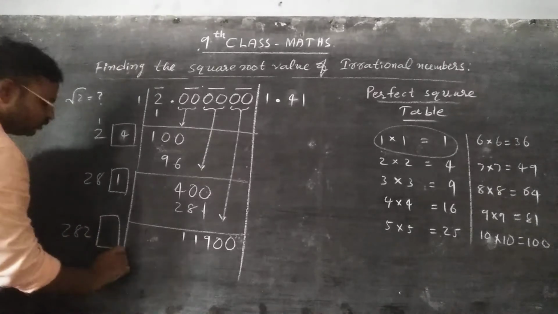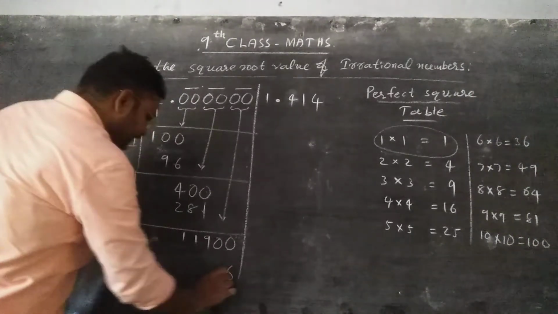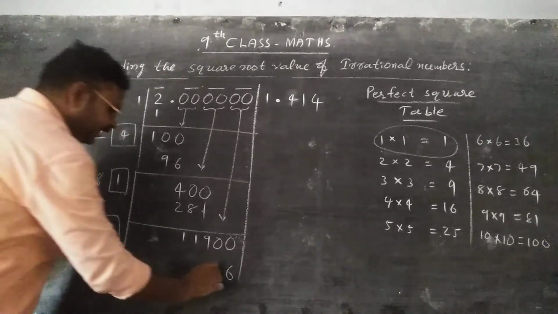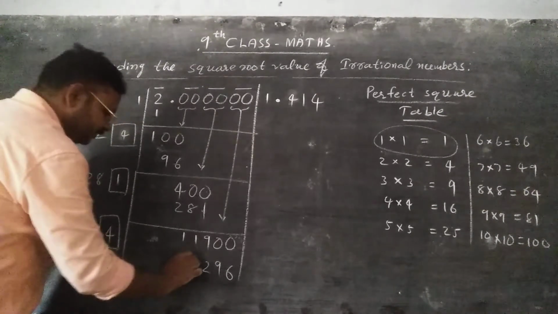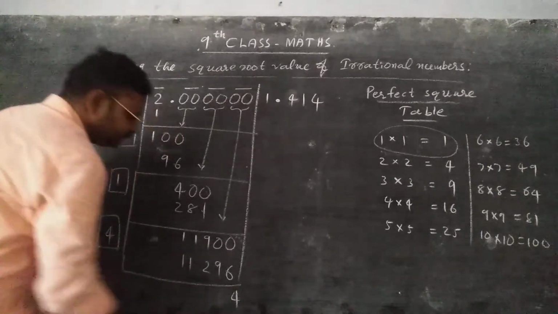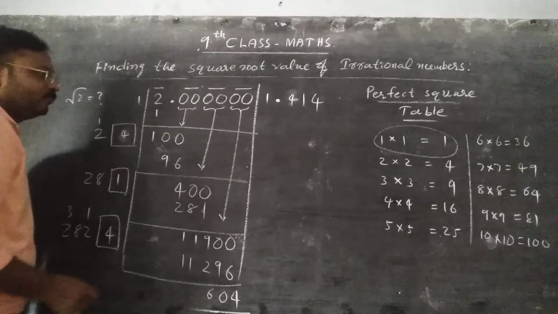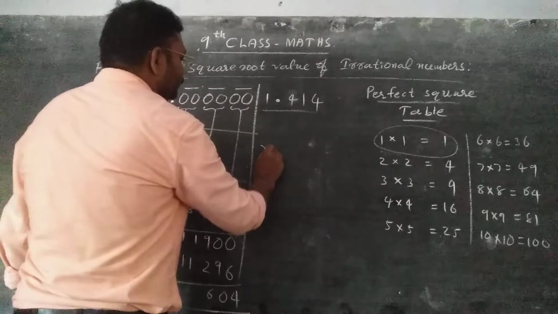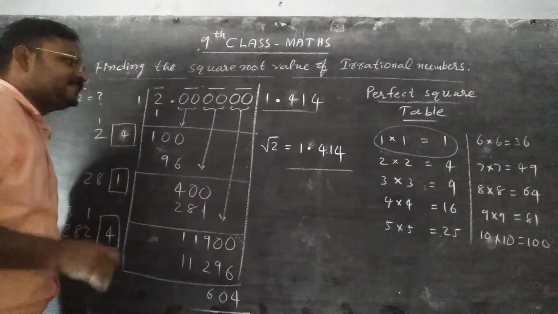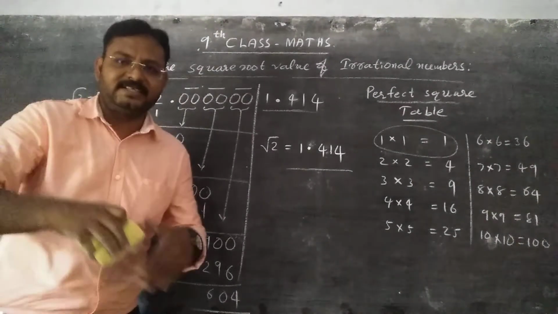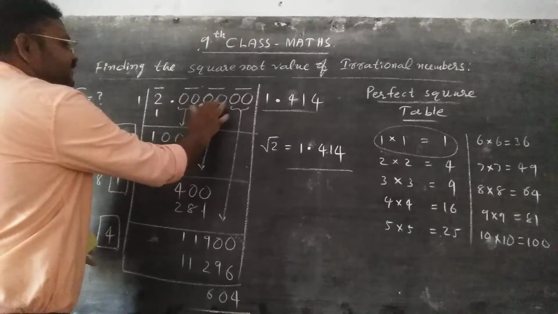282. Now do the division with the 4 table again. 4 fours are 16, 4 twos are 8 plus 1 is 9, 4 eights are 32, 4 twos are 8 plus 3 is 11. Yes. Now subtraction: 9 minus 9 is 0, 8 minus 2 is 6. Now the final answer is root of 2 is equal to 1.414. It is up to 3 decimal places. To find 3 decimal places, we have to take 6 zeros.